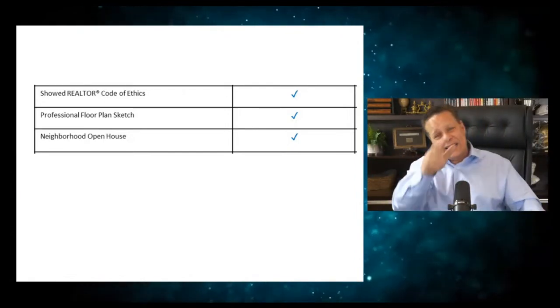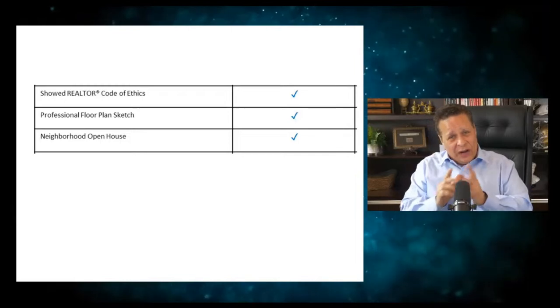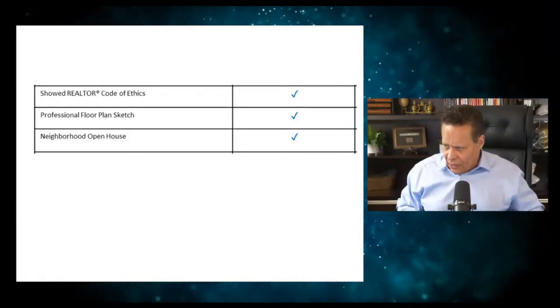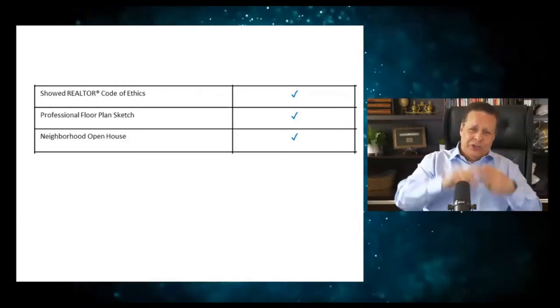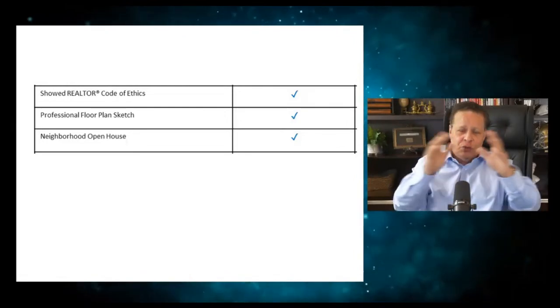So you should ask an agent, do they have a copy of the code of ethics? If they don't, I would question what kind of realtor they are. Do they do professional floor plans like we do? Do they do neighborhood open houses?